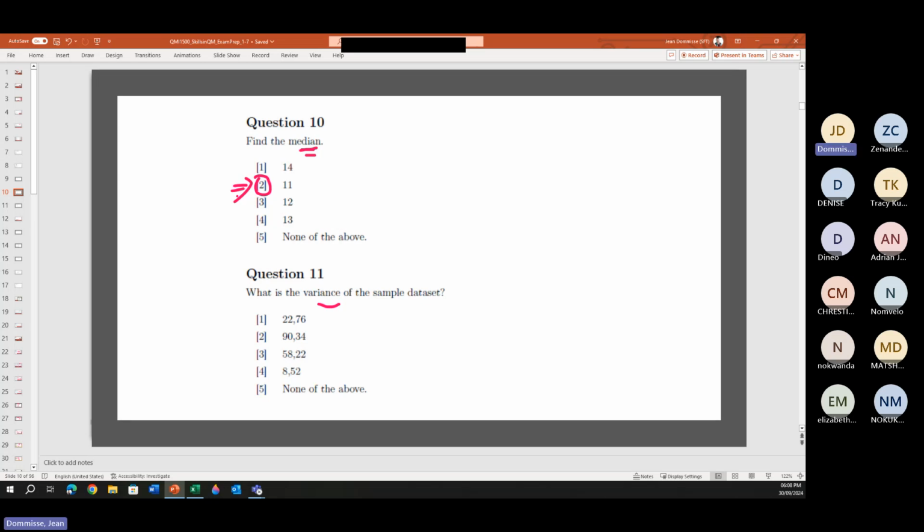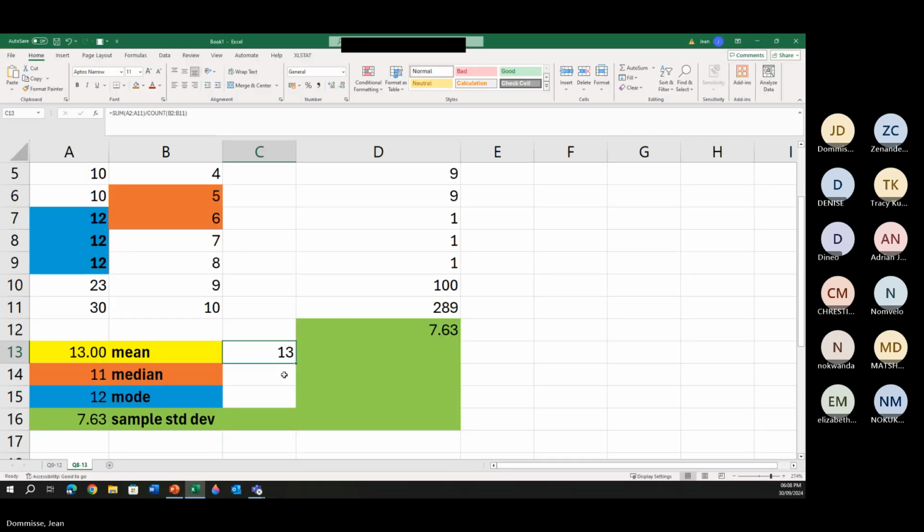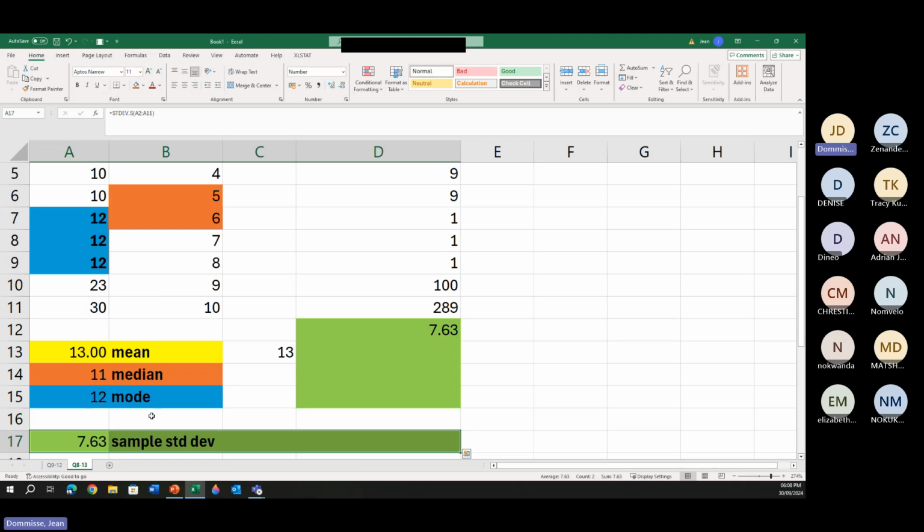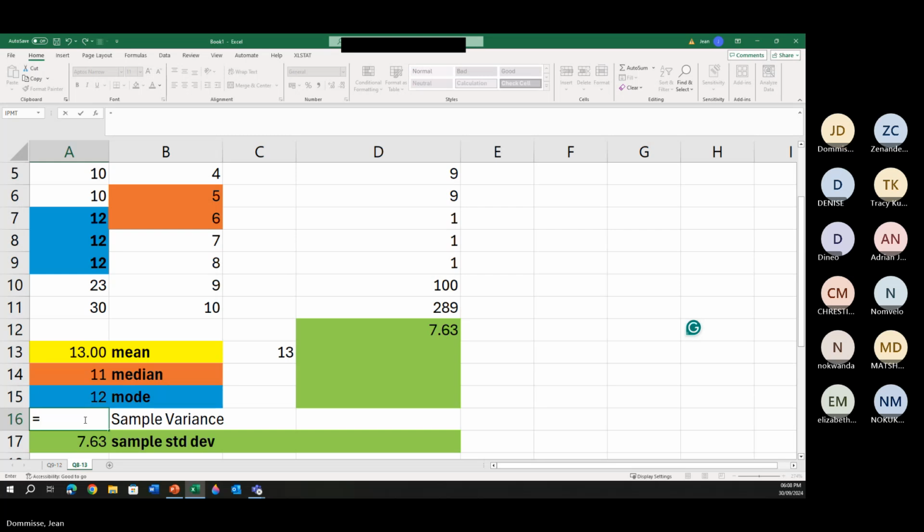Okay, then the variance, and we could have actually before this one where we could have done the sample variance, and that is also a built-in function, variance of a sample.